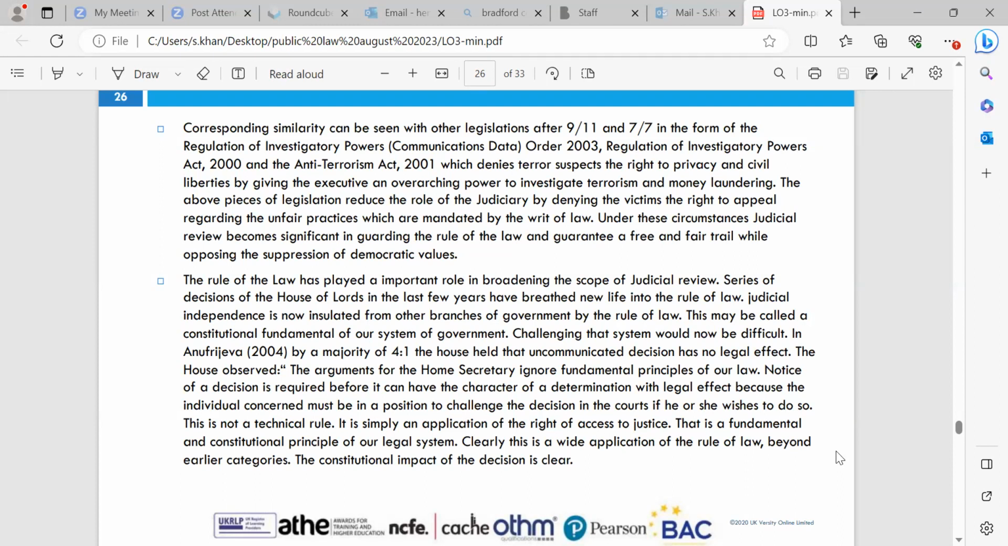Challenging that system would now be difficult. In the case of Anufrijeva 2004, by a majority of 4-1, the House held that an uncommunicated decision has no legal effect. The House observed that the arguments for the Home Secretary ignore fundamental principles of our law. Notice of a decision is required before it can have the character of a determination with legal effect, because the individual concerned must be in a position to challenge the decision in the courts if he or she wishes to do so. This is not a technical rule, it is simply an application of the right of access to justice. That is a fundamental constitutional principle of our legal system. Clearly, this is a wide application of the rule of law beyond earlier categories. The constitutional impact of the decision is clear.